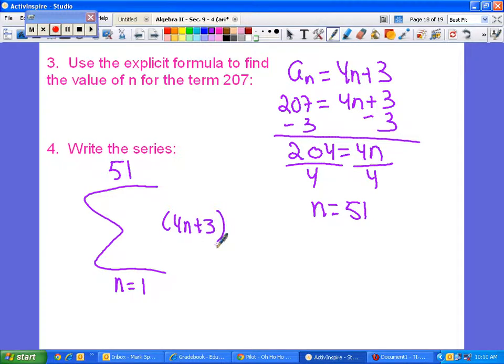Why do you have to write the giant E? Because it's a Greek letter sigma. That's the summation notation. Oh, okay. And that's our answer.